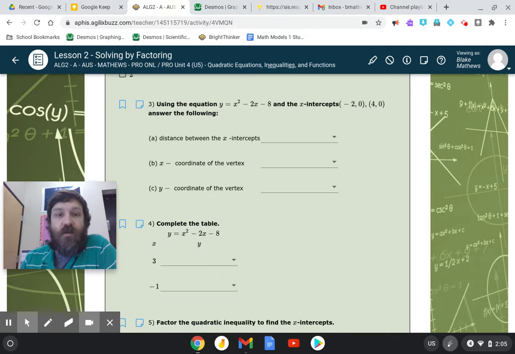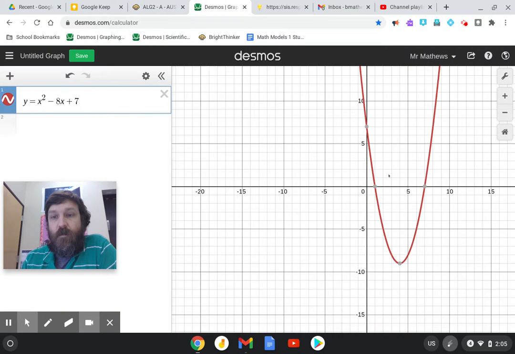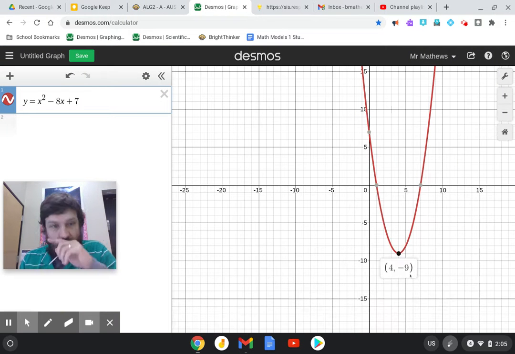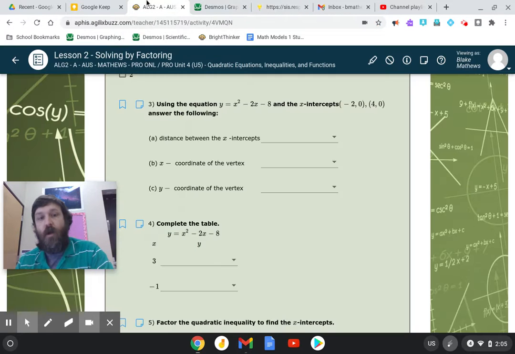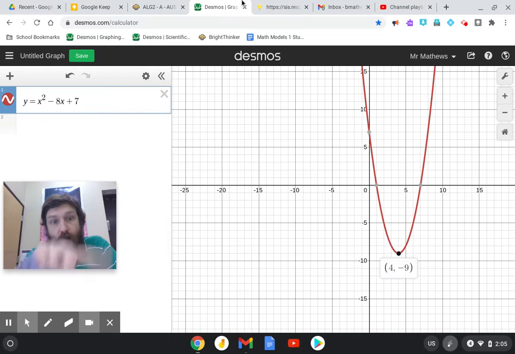And then it asks for the x and y coordinates of the vertex. I'm just going to go down here and say, well, my vertex is 4, -9. The x value is 4. The -9 is the y value. And so I would choose the answer choices that correspond with the coordinates of my vertex. So you can see the graph is what we're going to rely on. We have the x-intercepts, and then we have the vertex. And the vertex is just that point down at the bottom or the peak, depending on which way it opens.